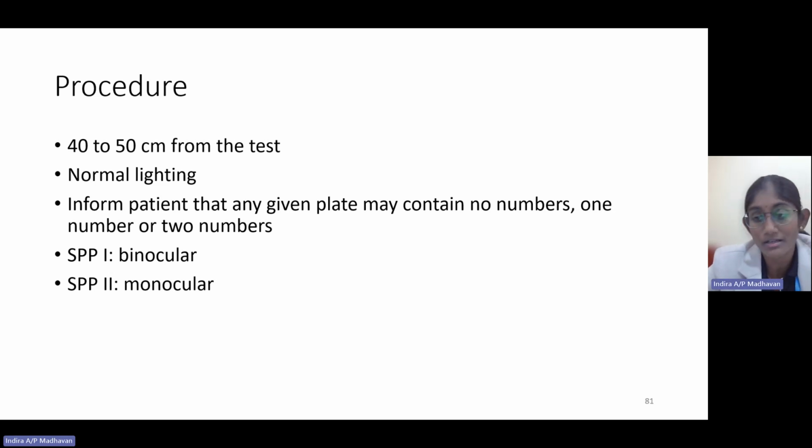SPP1 is performed binocularly as it detects only red-green defects, while SPP2 is performed monocularly because it can detect the blue-yellow defect, the acquired one.